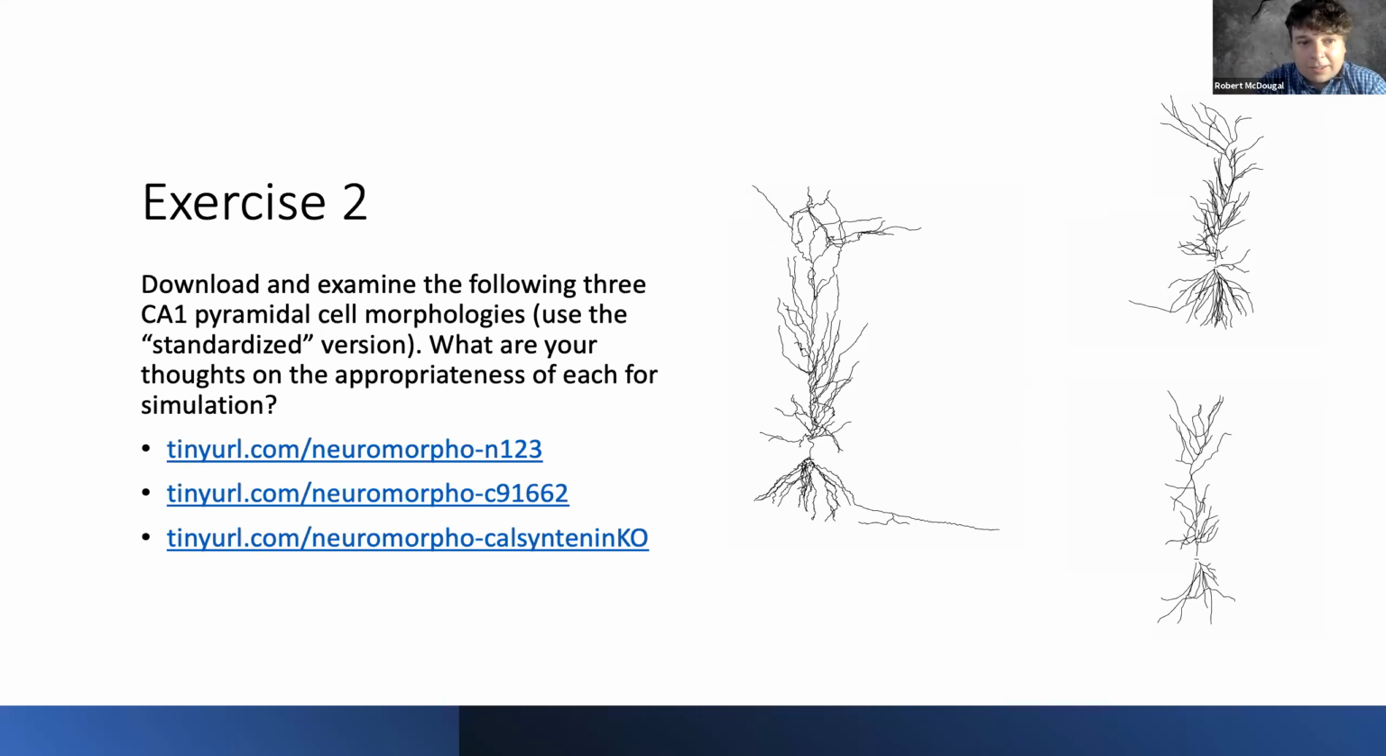Second exercise: I've got 3 different morphologies. These are all CA1 pyramidal cells. I actually don't remember what species these are from, but you can look it all up in NeuroMorpho, which is where all of these links will take you. My suggestion for you is to take each one of these, download them, load them into Neuron, and see if you see any issues.